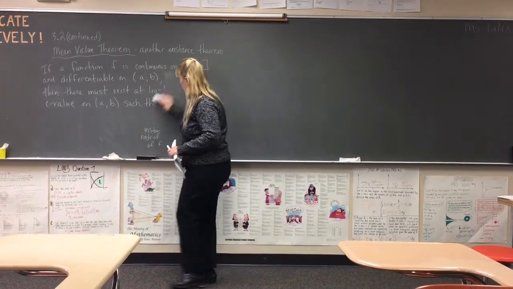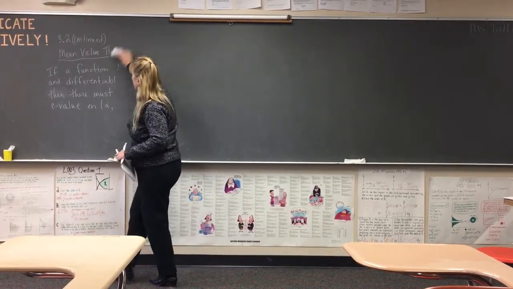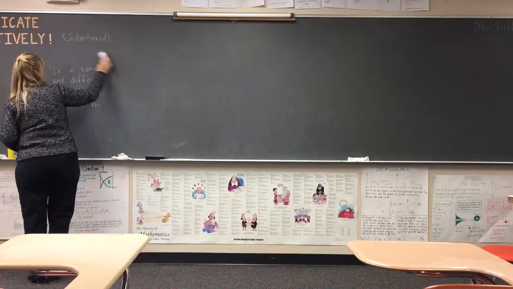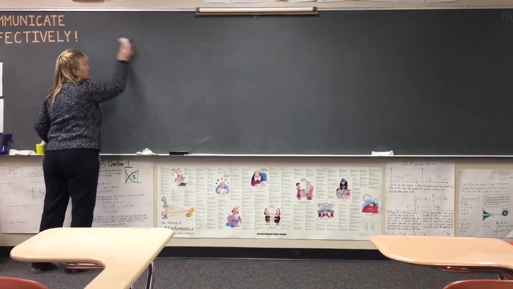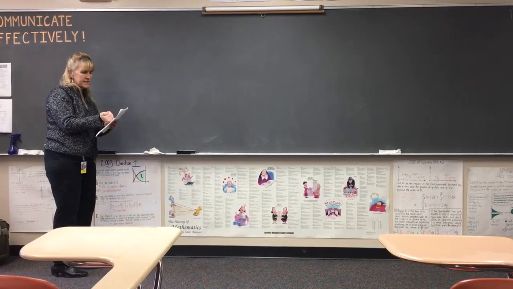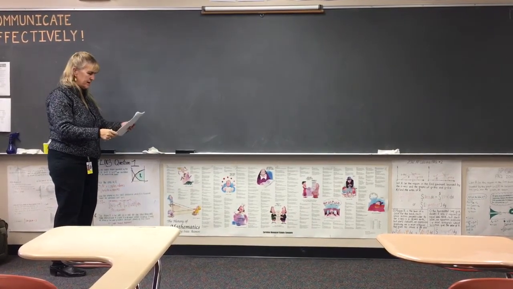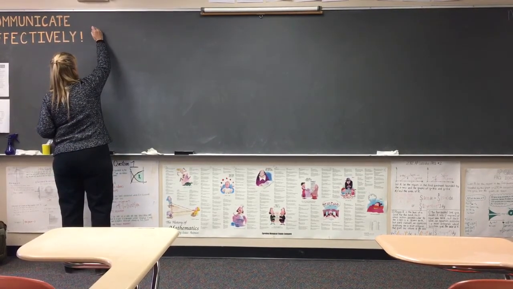For all of our example problems, we're going to have the same exact set of directions. Those directions are going to say to determine whether or not the mean value theorem is applicable to the given function on the given interval, and if so, find the c value guaranteed by that mean value theorem. So, directions.